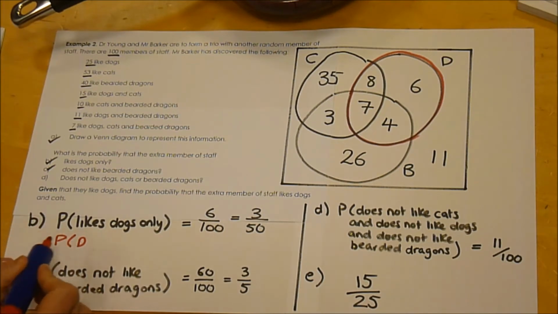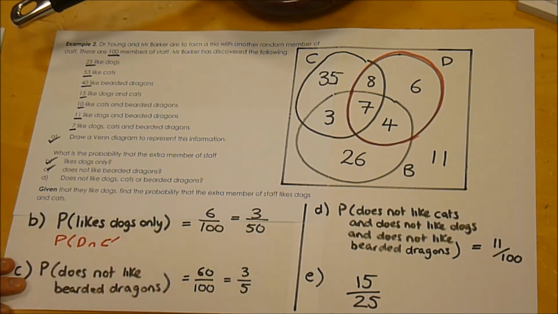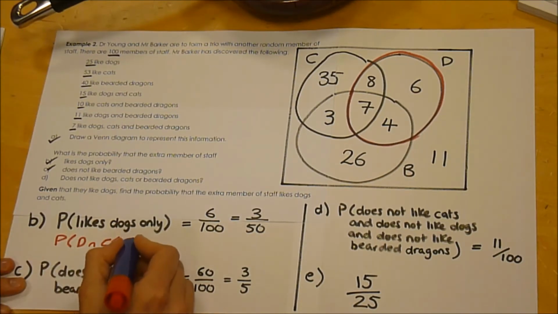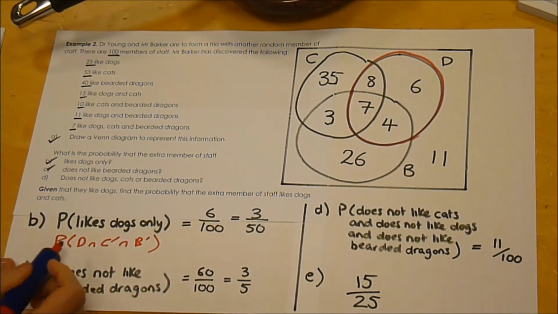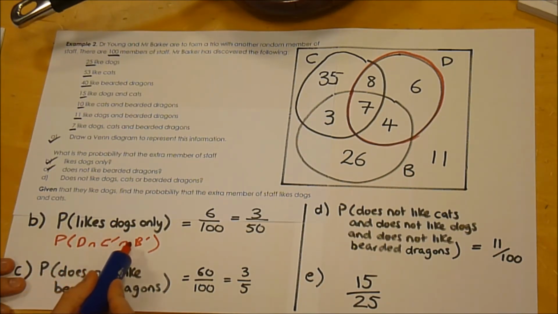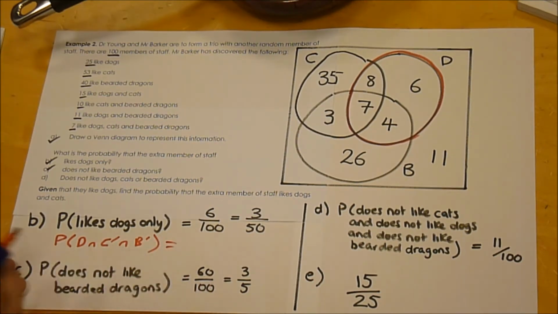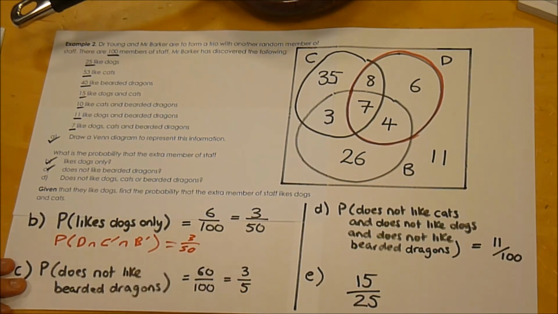So it's the probability of D as we've written, and not being C, not liking cats, and not being B, not liking bearded dragons. Alright, so this is the probability that they like dogs only. Probably they like D and C complement and B complement. Alright, and obviously it doesn't change the answer at all, it's just our notation.